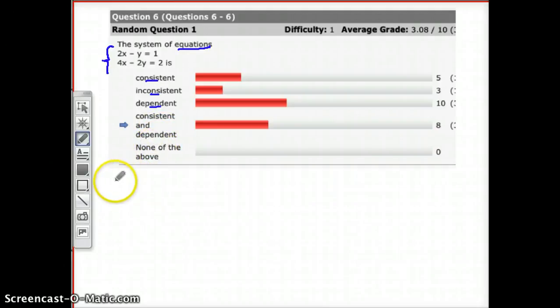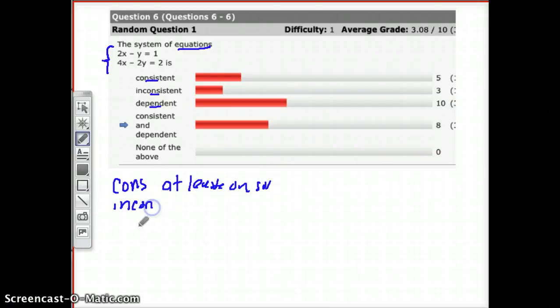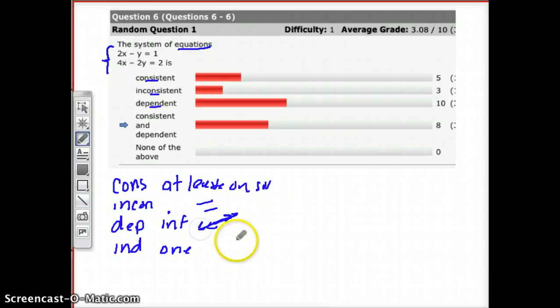So let's review those words for a second. Consistent means has at least one solution. Inconsistent means no solution. Dependent is infinite solutions, and independent is one solution. So inconsistent would be two lines that don't touch. Dependent would be two lines right on top of each other. And then independent is one solution right here.